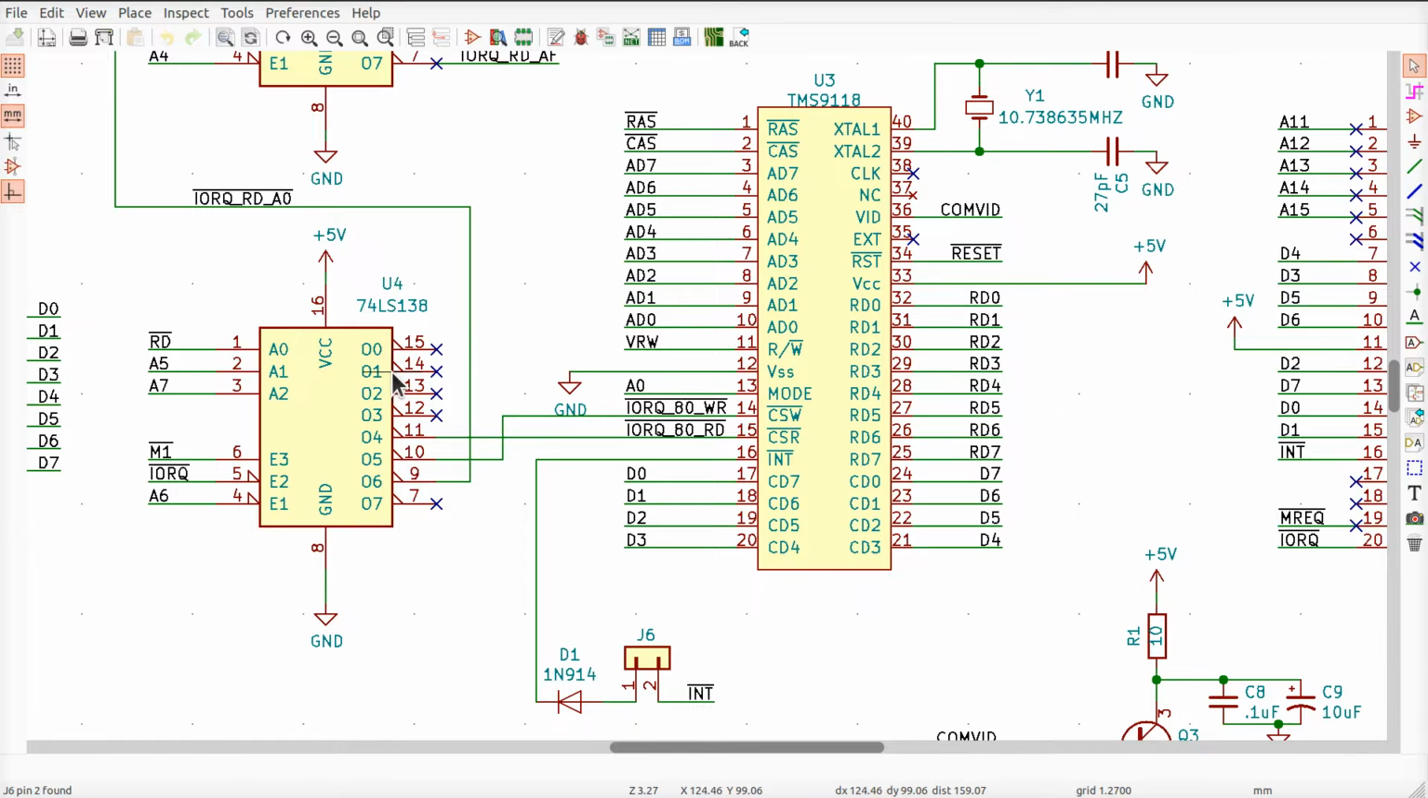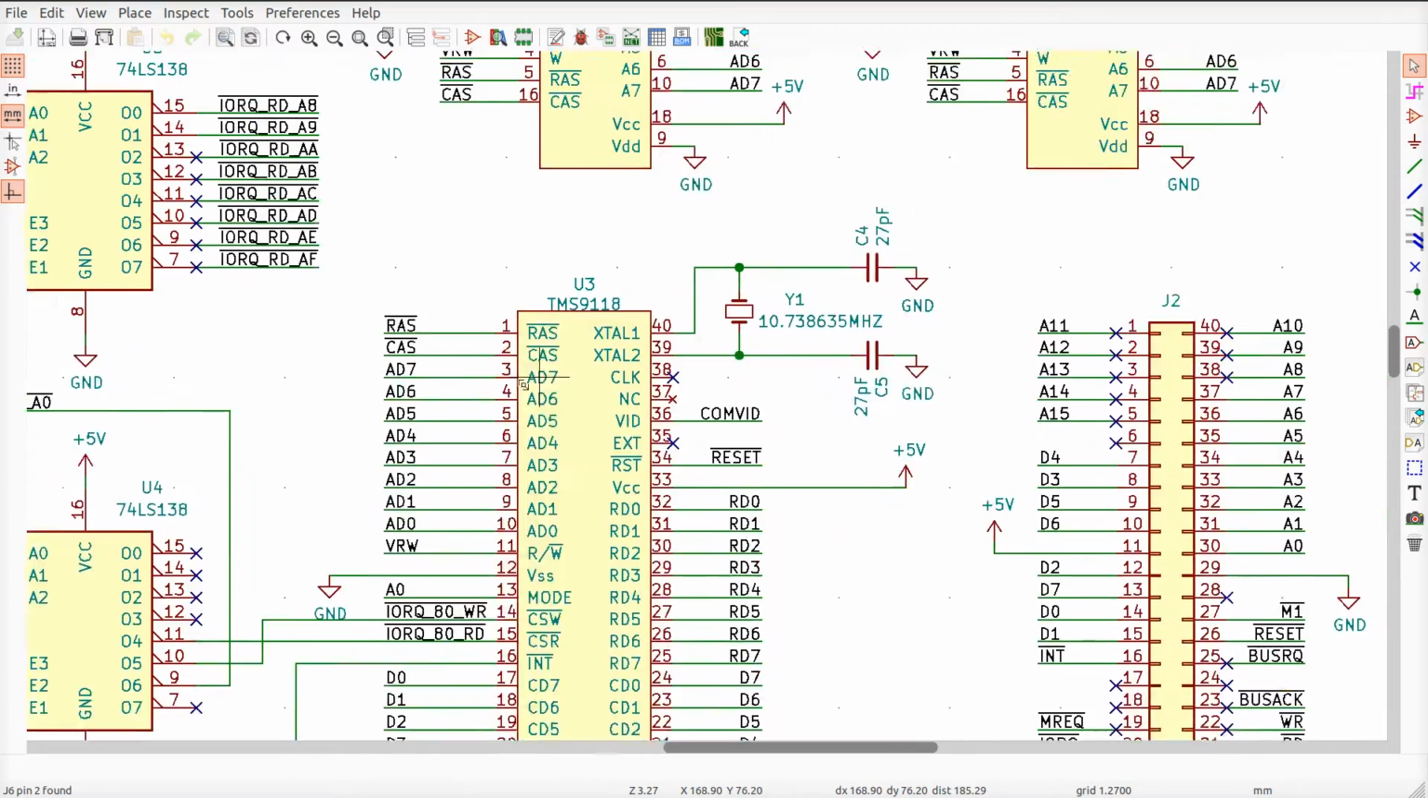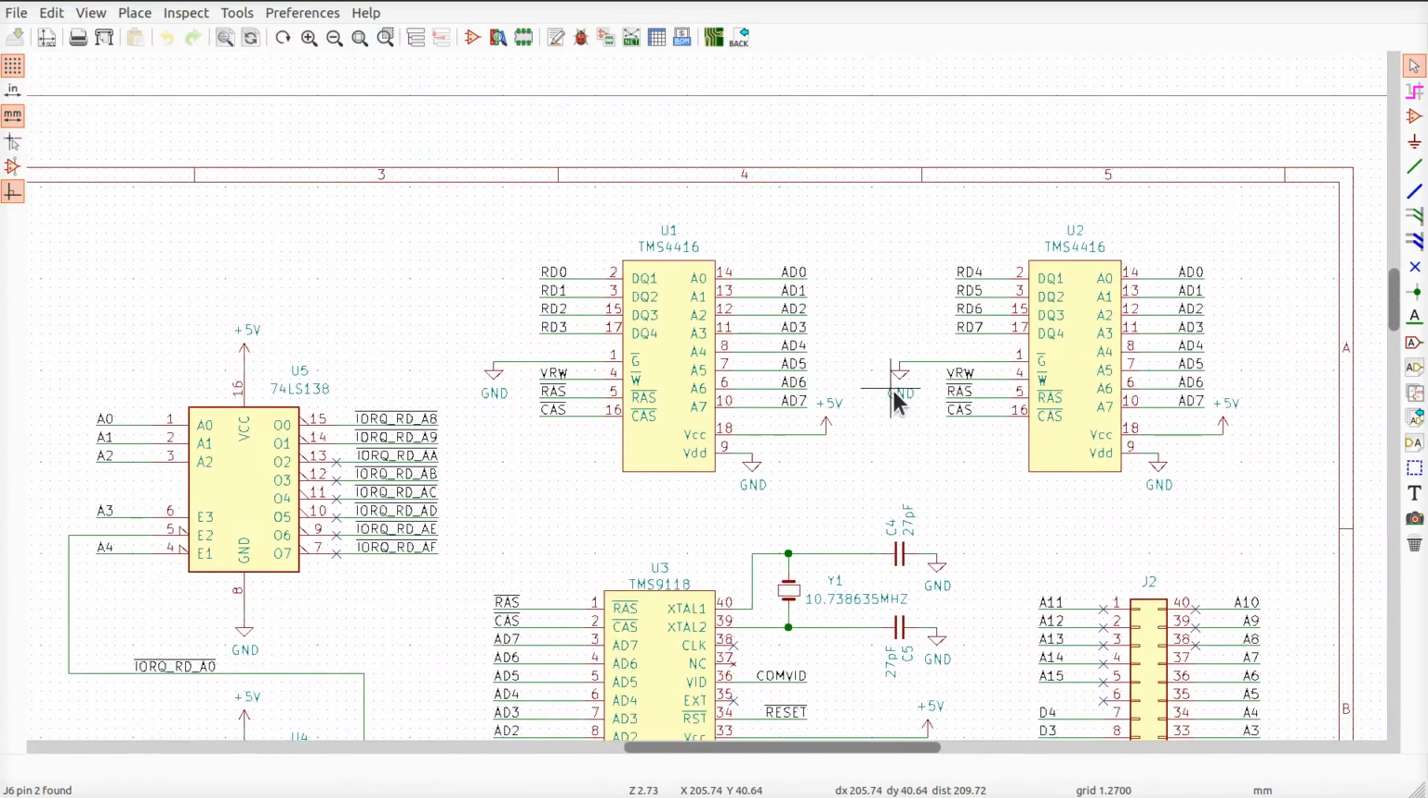So here's the decoder. I talked about that last time. We've got the reading and the writing, and A0 is used to pick which port we want to talk to. Data lines go back to the Z80. And now what have I done? I've added the dynamic RAM interface over here. Where are the DRAMs? Okay.